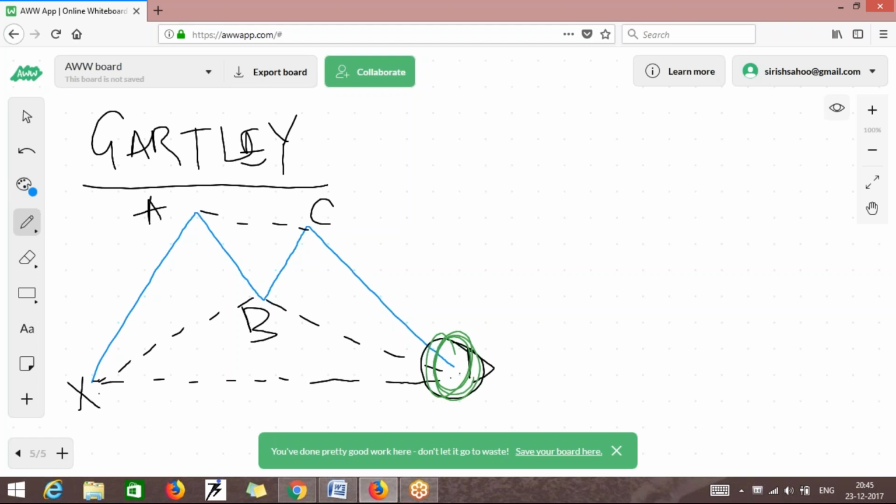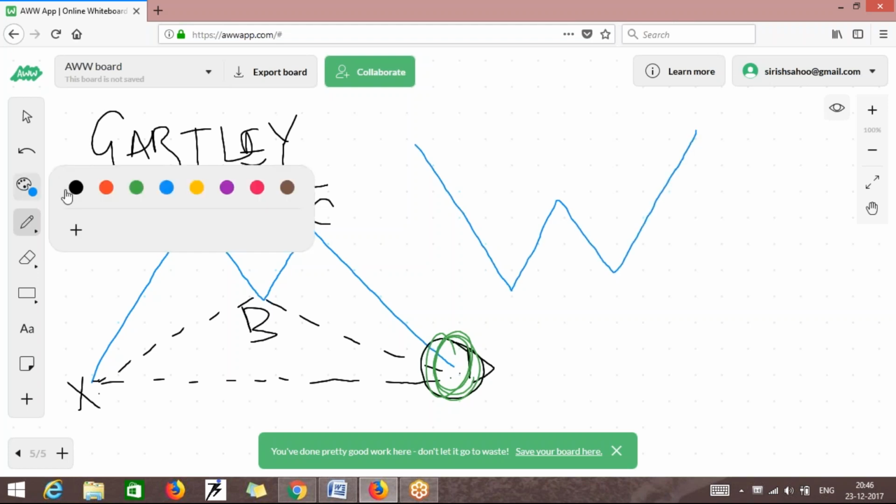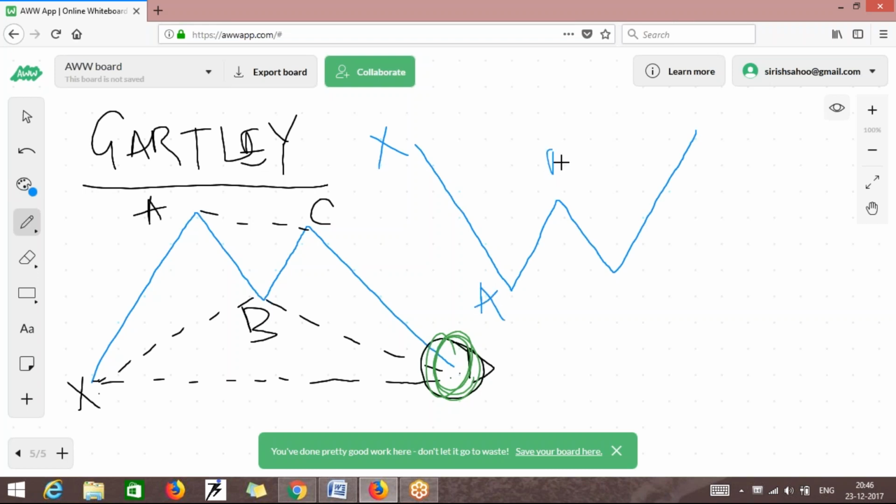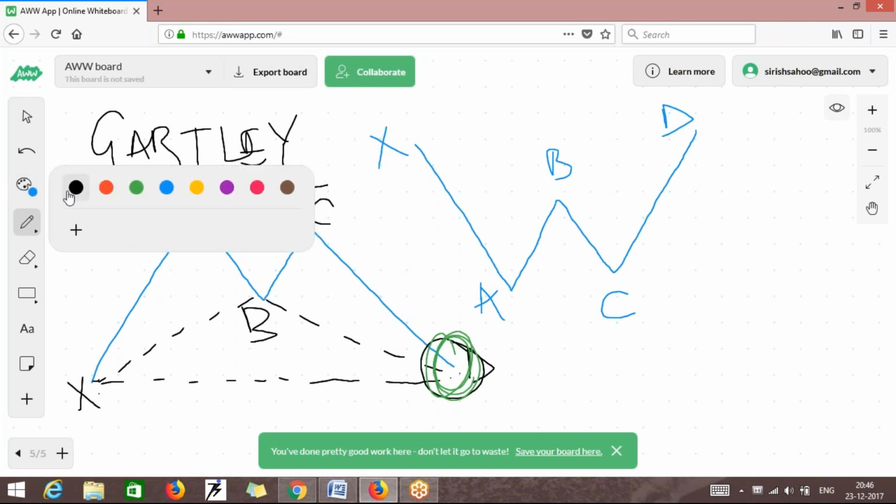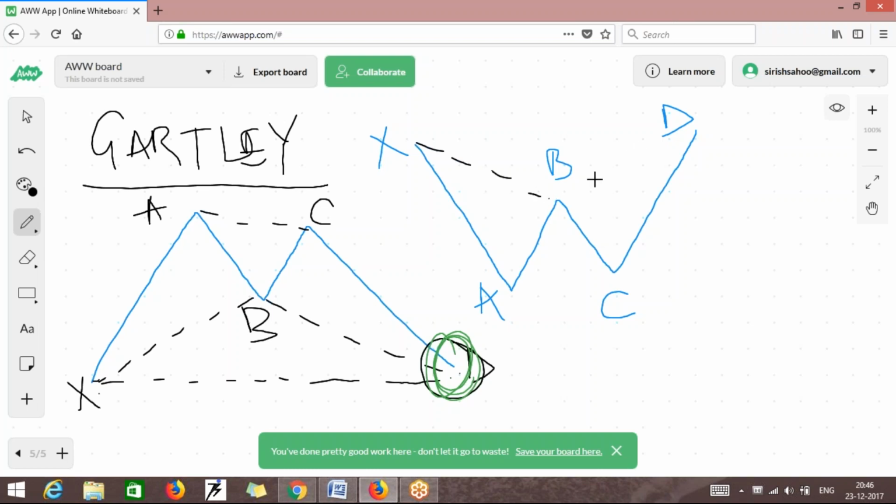And the second one is this, this is how it looks. Here again we have X, A, B, C and D. Here also we can join. So this is what a Gartley is.